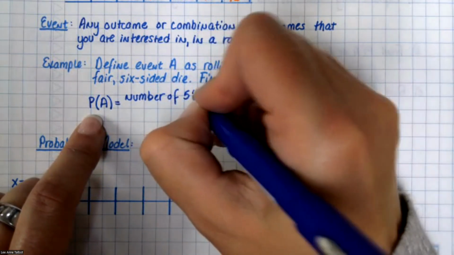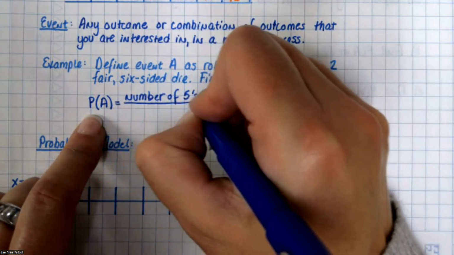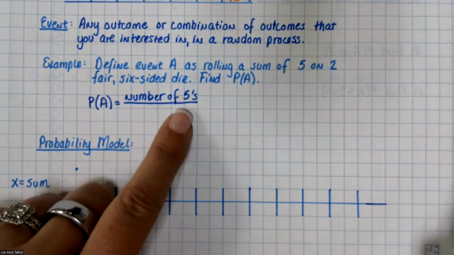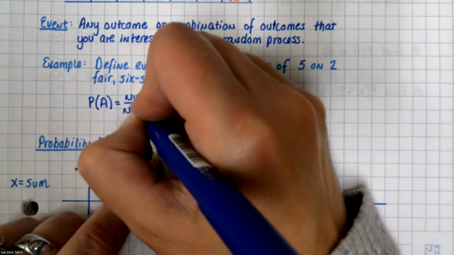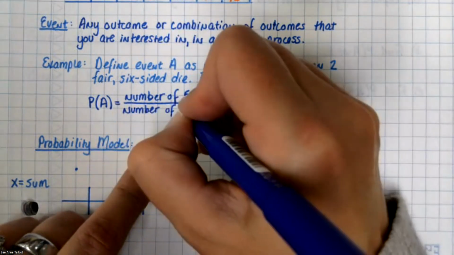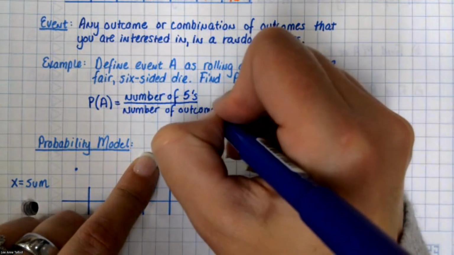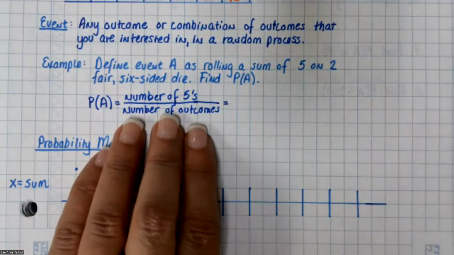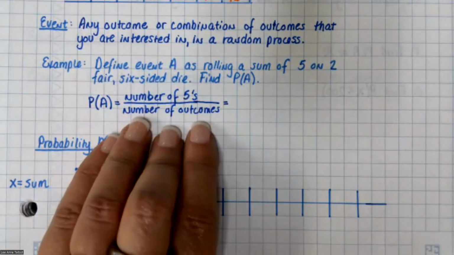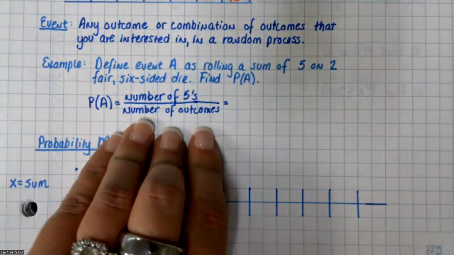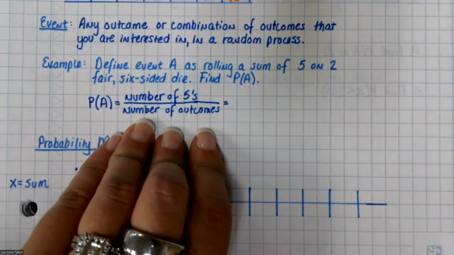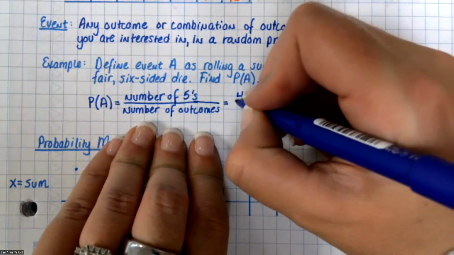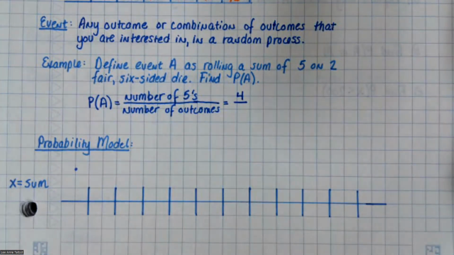Because we're just starting probability, this is going to seem kind of simple, but the probability of A is going to be the number of 5s over the number of outcomes. What you want over the total. Your event over the total is what probability is. Look back up at your table of sums. How many 5s are there? 4. And how many total? 36.